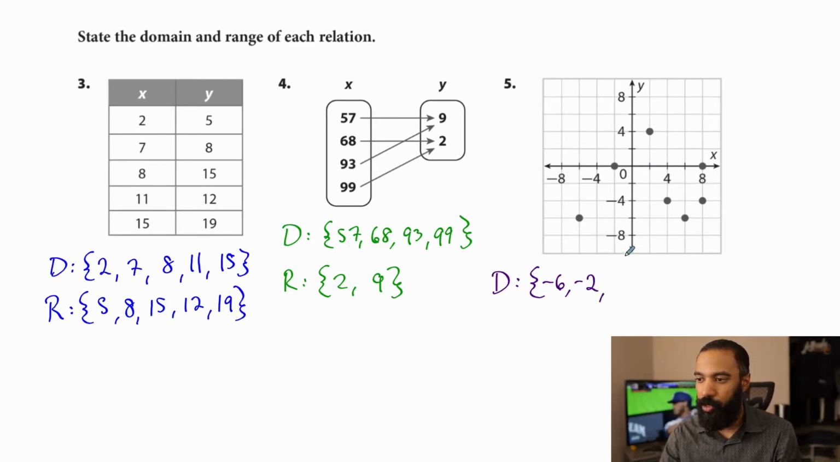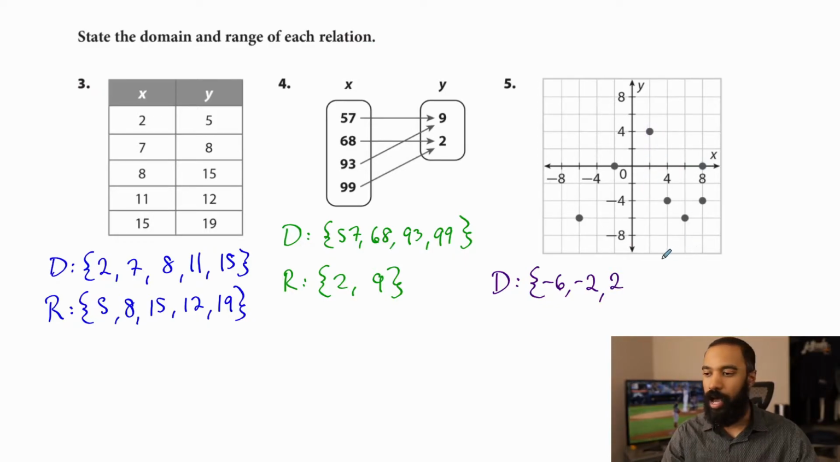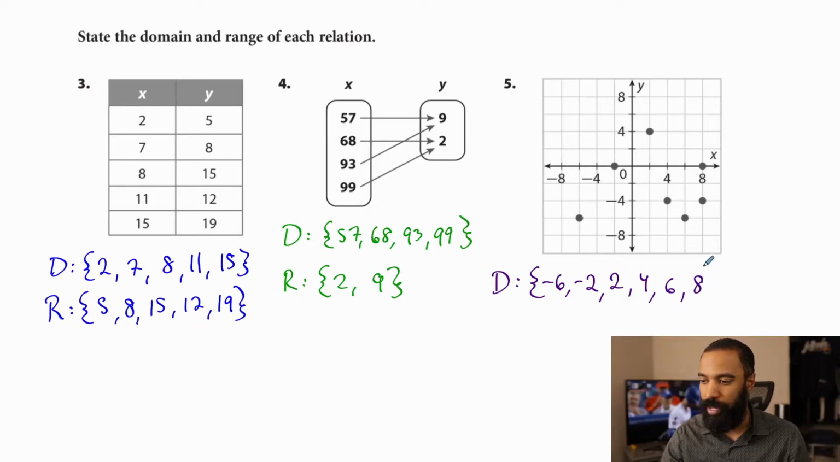Not 0. 2. Remember, this is on x. X equals 2, 4, 6, and 8, which appears twice, but like I mentioned, I'm only going to write it once, all right?